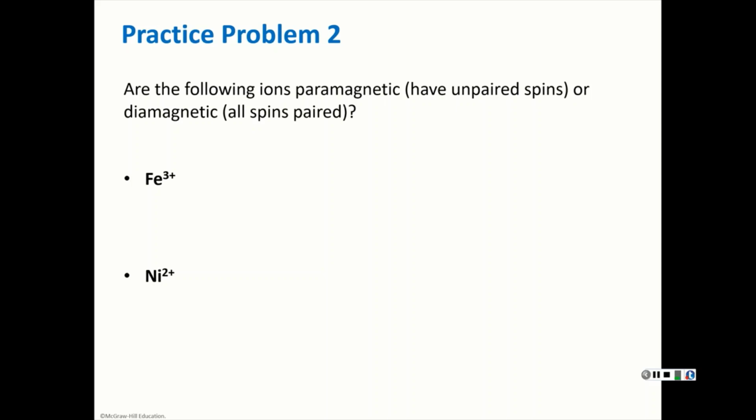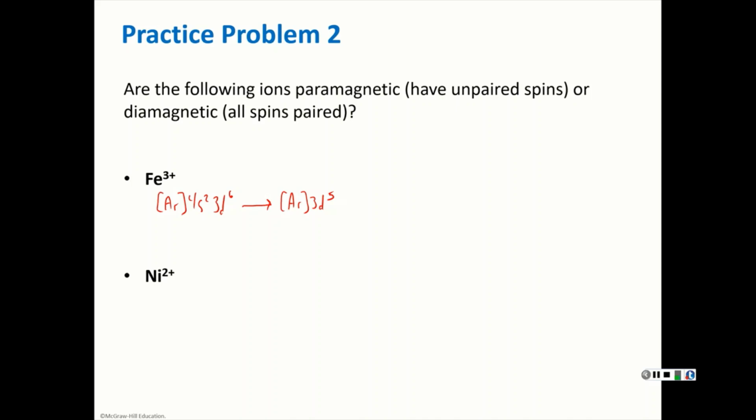Right, so let's look at iron first. The normal condensed electron configuration would be argon 4s2, 3d6. We're losing 3 electrons, which makes it become argon 3d5.